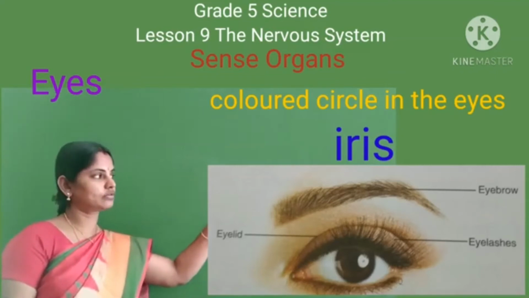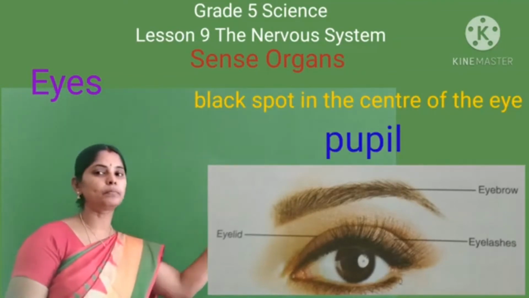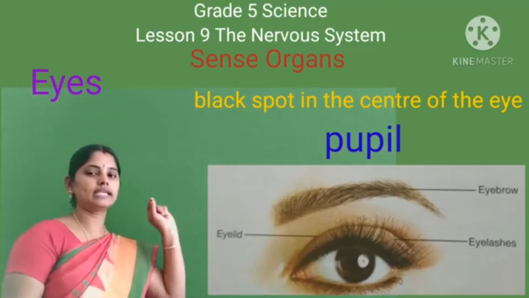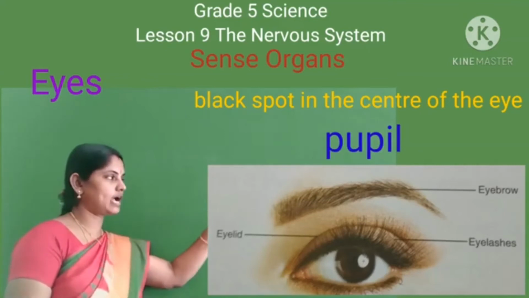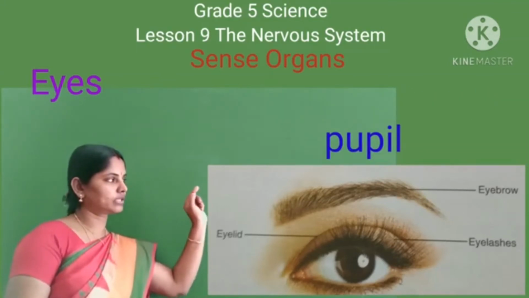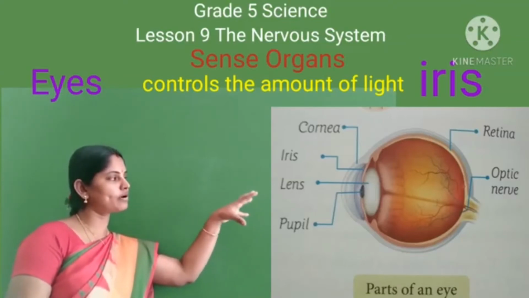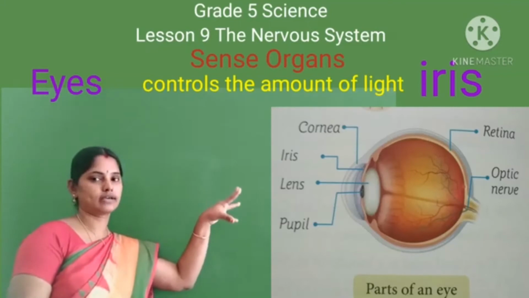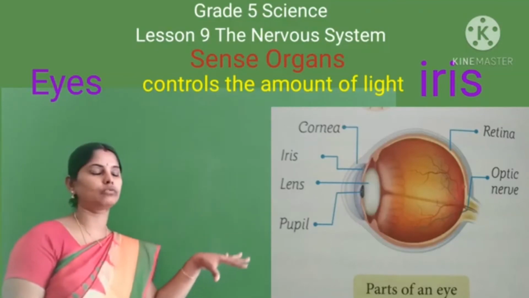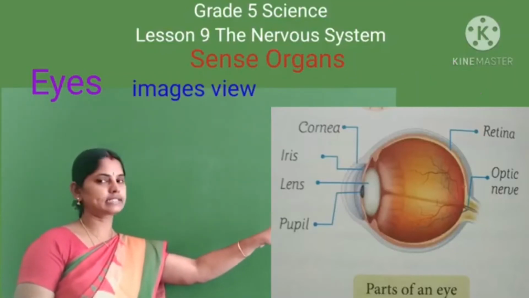Then if you see in the center, that black spot, the pupil, only allows light entry into the eyes. This action of the pupil allowing light entry is controlled by the iris part. If it is very strong light, we look like this; the iris part has control over it. Beyond that pupil, there is a lens.